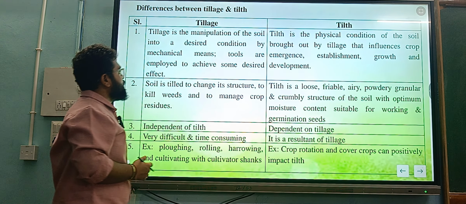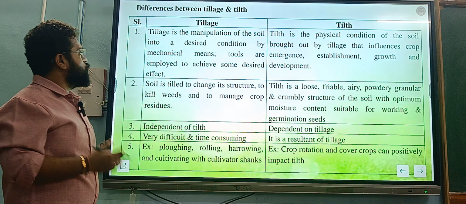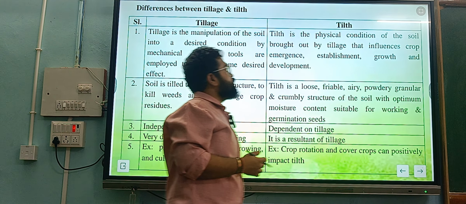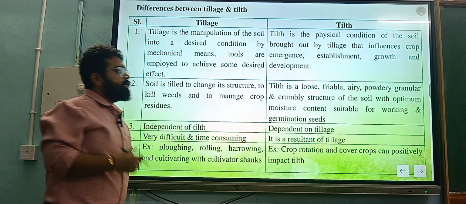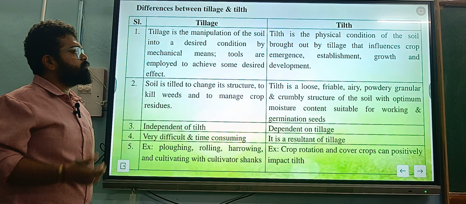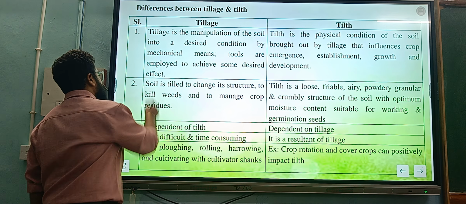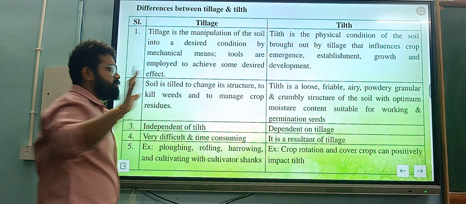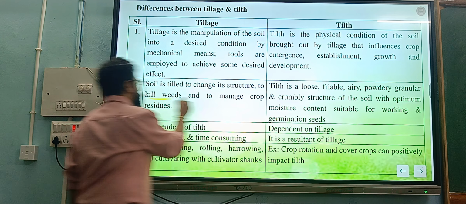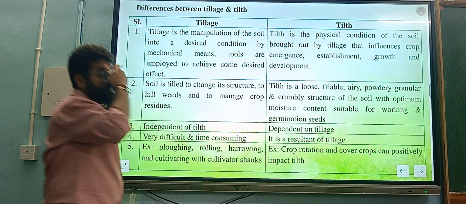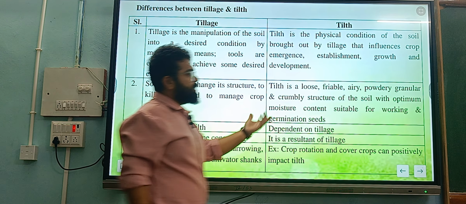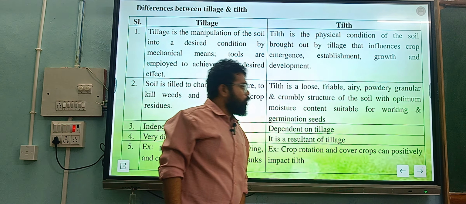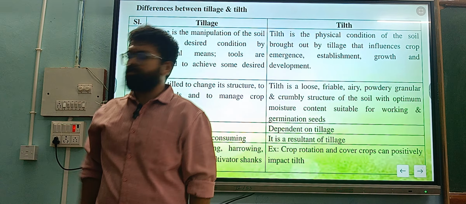If we compare tillage and tilth, tillage is a mechanical manipulation of the soil into a desired condition, by mechanical means, by tools employed to achieve some desired effect, whereas tilth is a physical condition of the soil brought out by the tillage that influences the crop emergence, establishment, growth and development. The soil is tilled to change its structure because texture cannot be changed, to kill the weeds and to manage the crop residue, whereas tilth is a loose, friable, airy, powdery, granular, crumbly structure of the soil with the optimum moisture suitable for working and germination of the seeds.